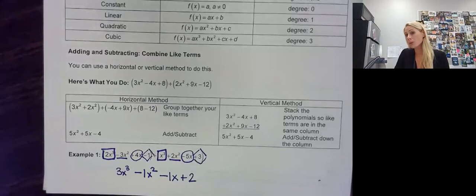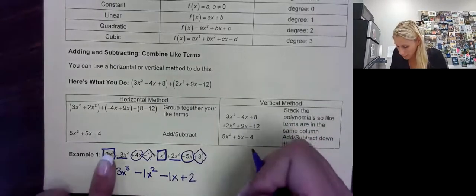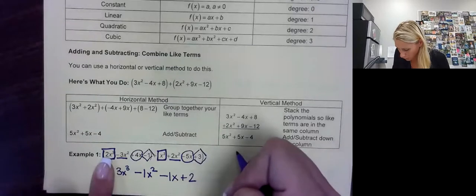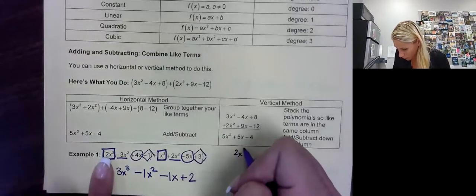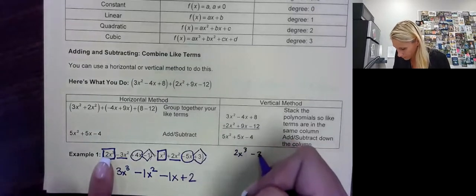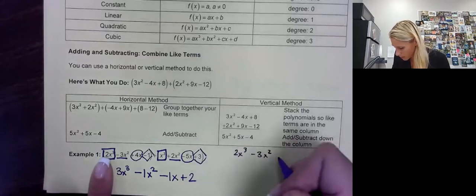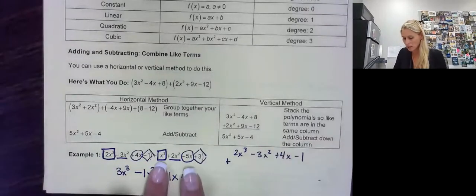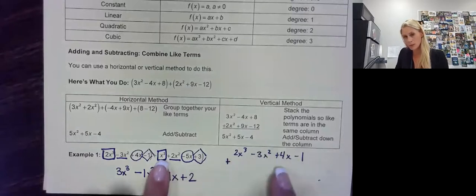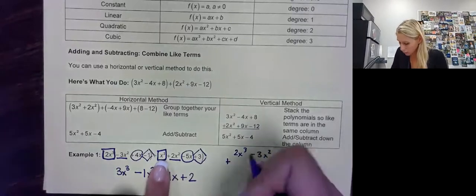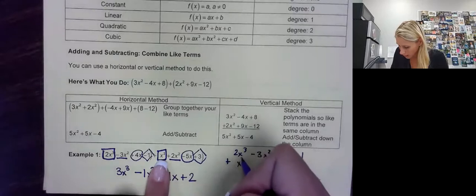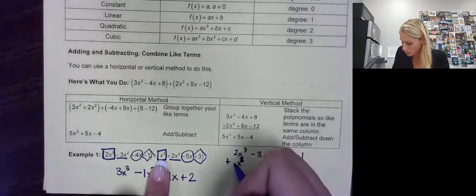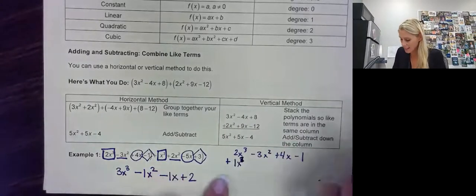Now, if I did the vertical here, I would take that first polynomial, which is 2x cubed minus 3x squared plus 4x minus 1. And then I'm going to add the second polynomial, making sure I line the terms up with ones that look like each other. So my x cubed goes here, and I'm going to put a 1 in front just to remind myself to add down.